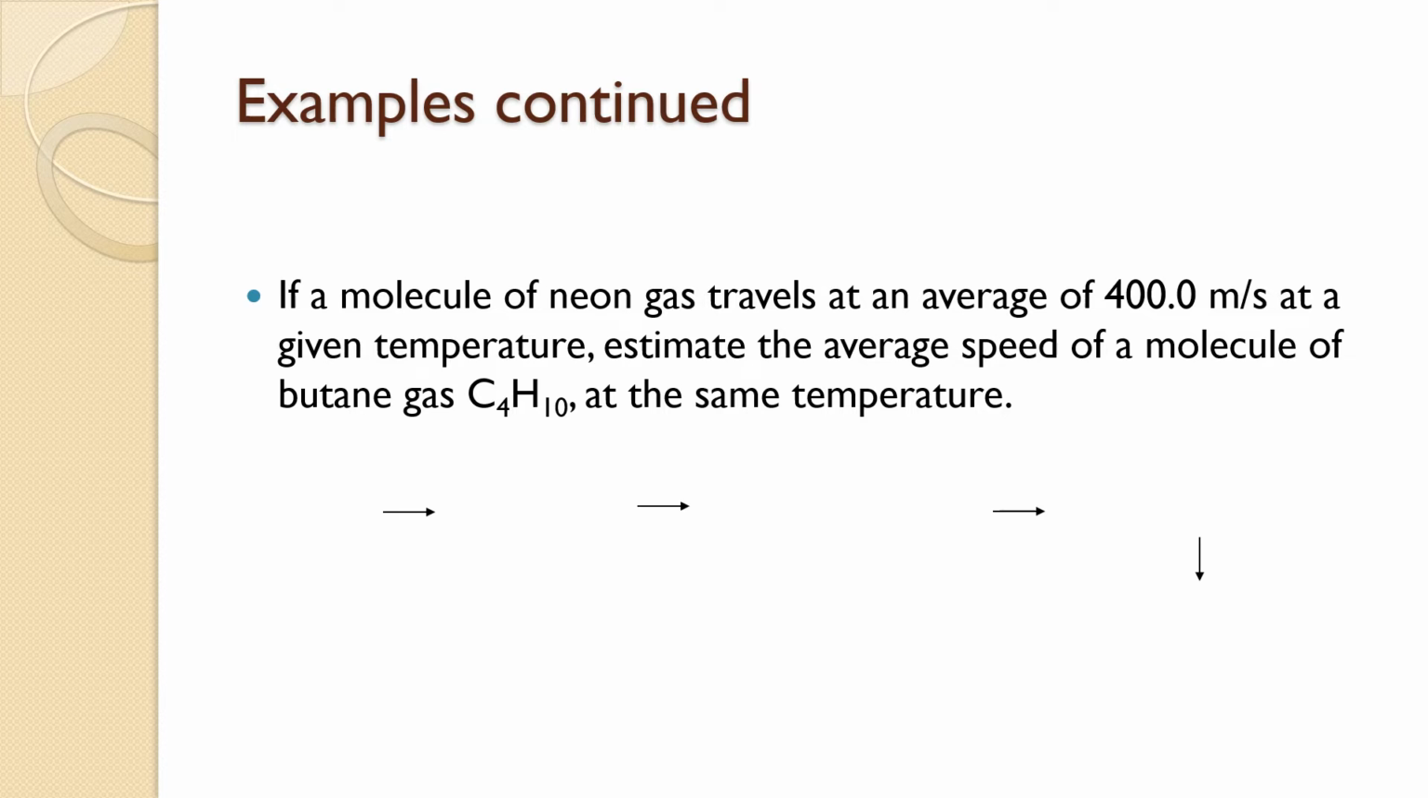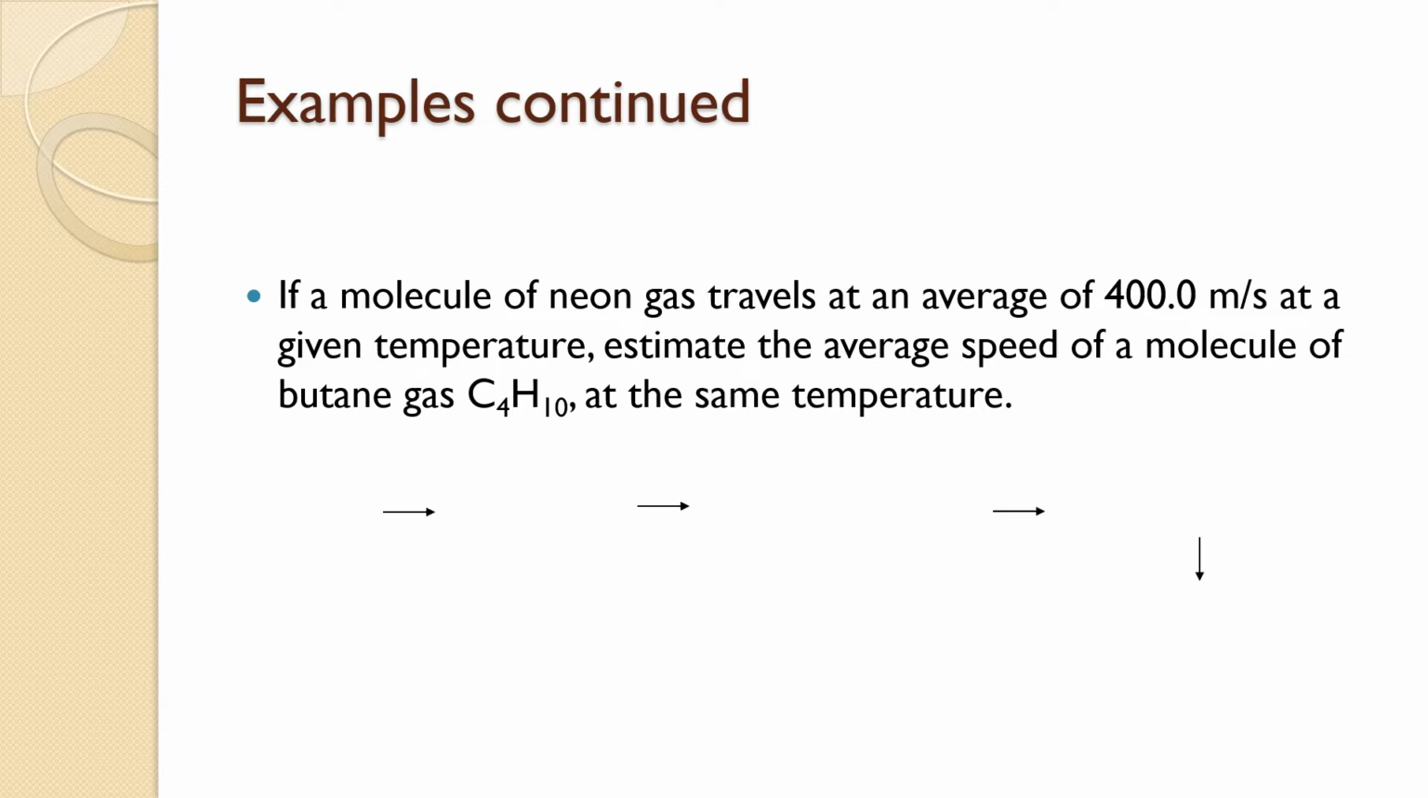We know that neon's molar mass is 20.18, and we can calculate the molar mass of butane to be roughly about 58 grams. Notice that the molar mass of butane is much larger than that of neon, so we will call the mass of butane rate B. It tells you that the neon is traveling at an average of 400 meters per second, so we know the rate of A is 400 meters per second.